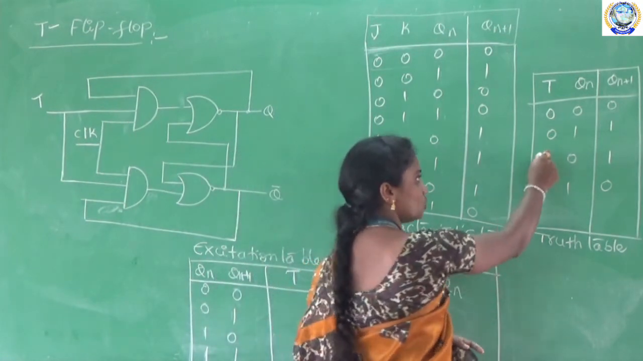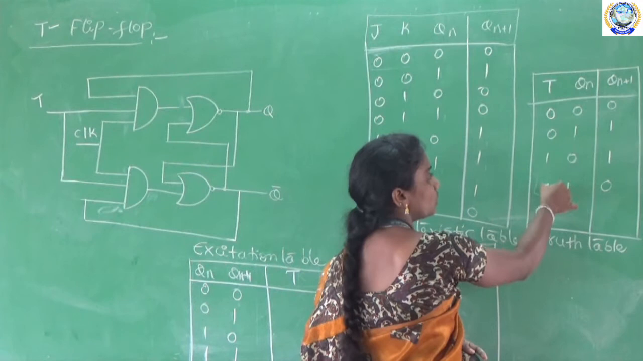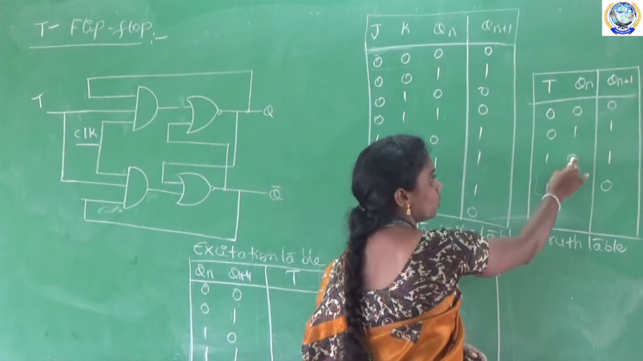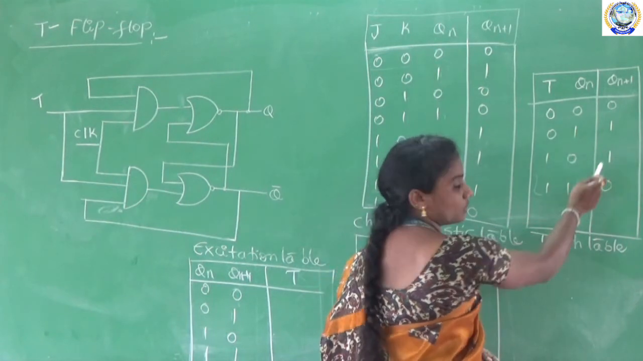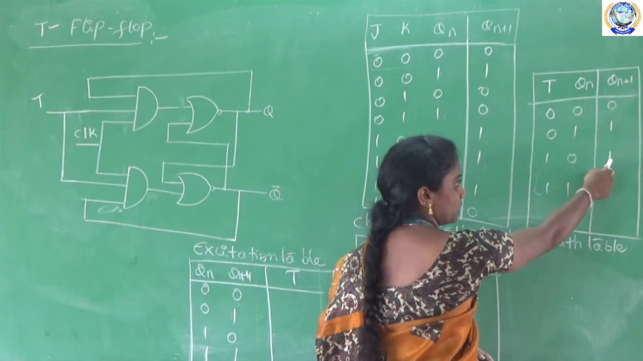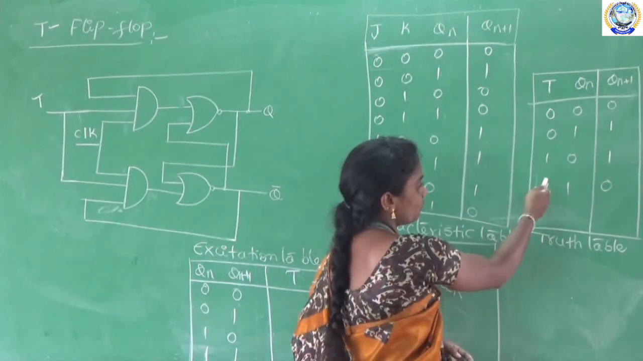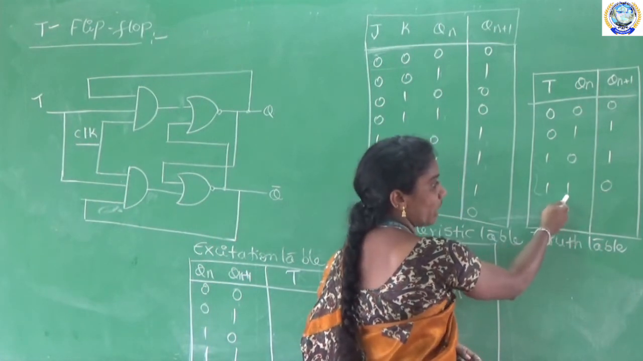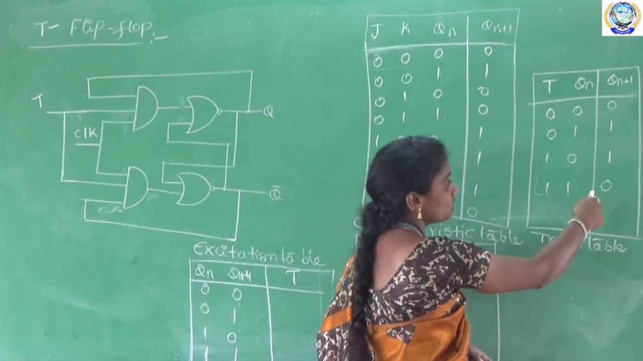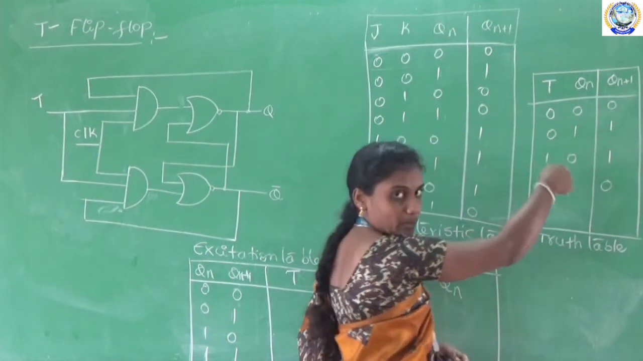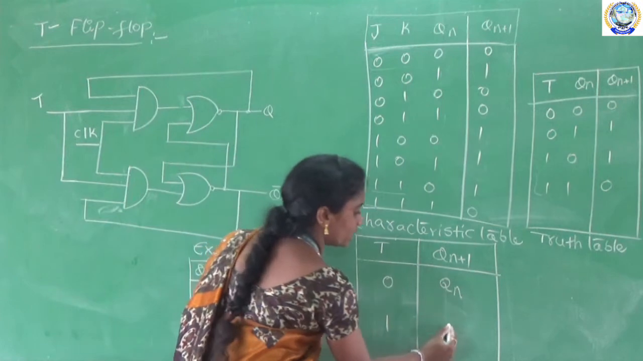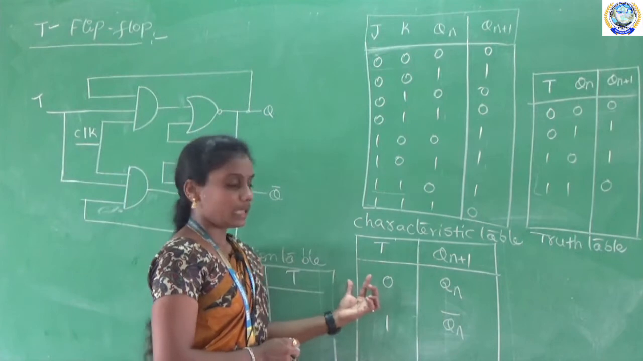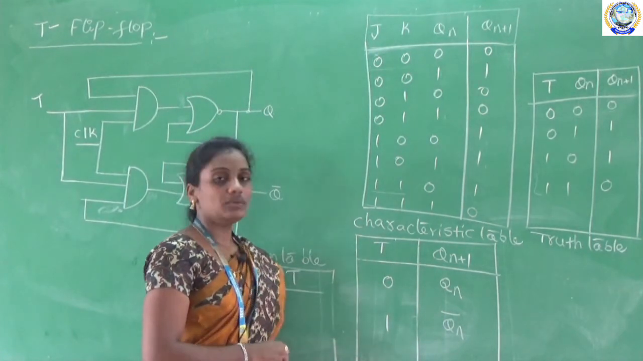Next, if we observe these two, when T equal to 1, what are the conditions? In the first condition, when T equal to 1, Qn equal to 0, what is the next state? It is 1. That means complement of this present state, that is 1. Next, in the second condition, if T equal to 1 and Qn equal to 1, what is the next state? It is 0. Here we are having 1, it is 0. That means the next state is the complement of the present state. So we have to write here Qn bar. Okay. So this is the characteristic table of the T flip-flop.